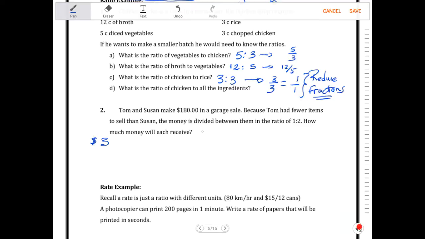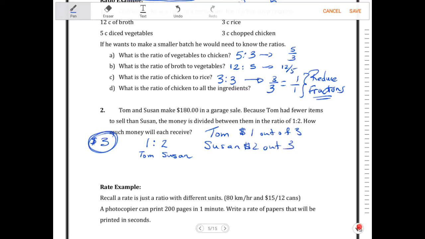Now, if you look at the ratio, it was 1 to 2, okay? So Tom is 1 and Susan is 2. I guess what I'm trying to say to you is, out of the $3, how much would they both get? Well, Tom would get $1, 1 out of $3, whereas Susan would get 2 out of $3.